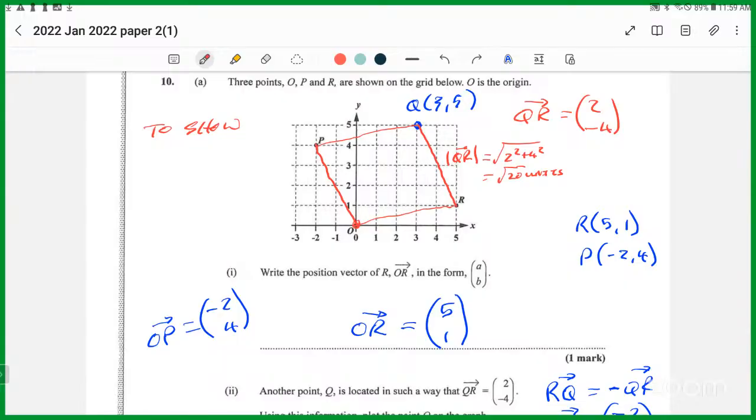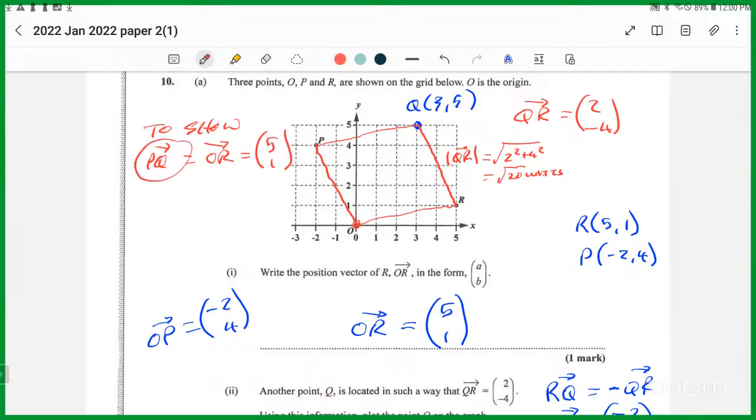So as I was saying, to show that this is a parallelogram, I have to show that the opposite sides are equal vectors. So we know OR already. We need to show now that PQ is the same as OR. That's the first thing. So we have to show that PQ is equal to OR. And what is the OR? The OR is this 5, 1.